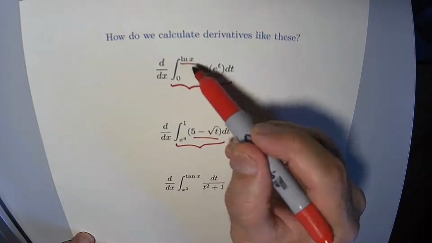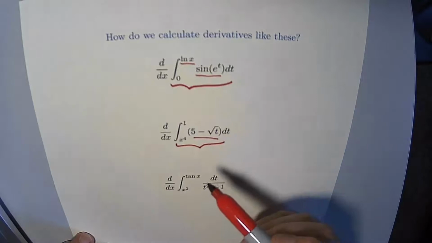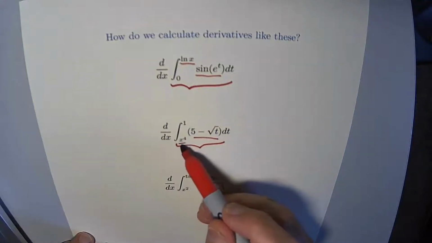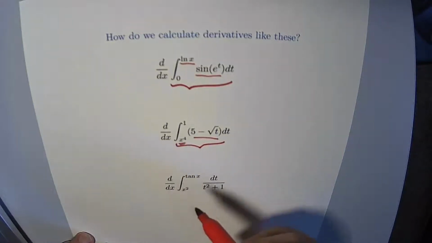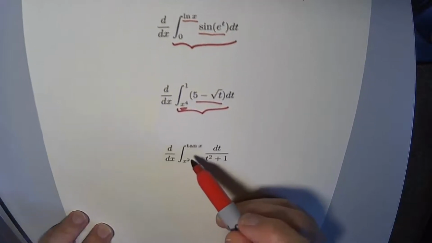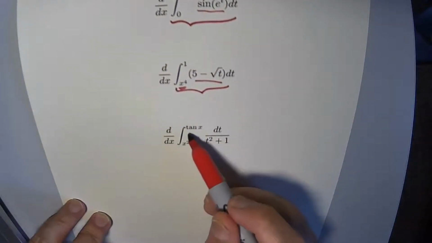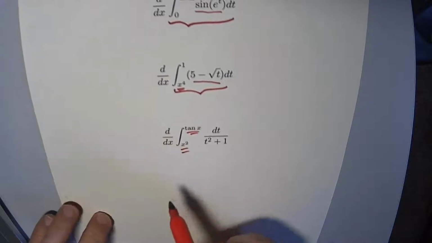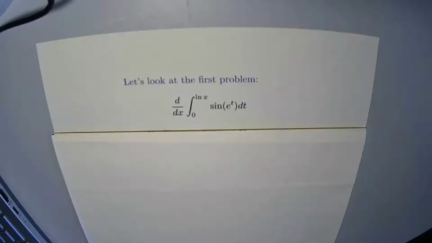Here the upper limit of integration is a function of x. Here the lower one is. And in this last problem, both limits of integration are functions of x. Here's the first problem. In this problem, I'll take a minute or so to talk about the background behind the methods, so we'll take our time with this problem, but problems 2 and 3 I'll go over more quickly.